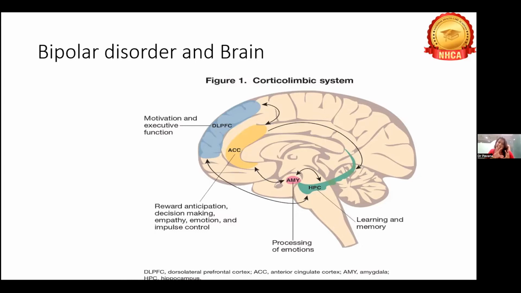So for every emotion we feel or pursue, there is some main switch in the brain. The dorsolateral prefrontal cortex, which is the blue color here, you can see this part of the brain, is most commonly involved with motivation and executive functioning. That is, keeping ourselves motivated, and executive functioning in the sense of planning something and implementing it. So this is the part of the brain which is involved.